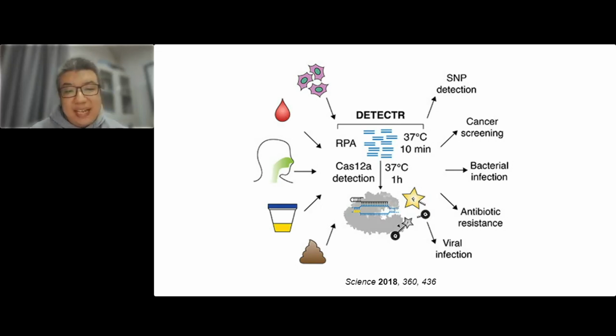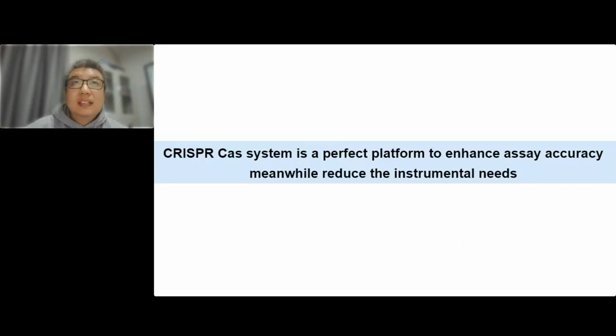So CRISPR-Cas12a can streamline highly specific target recognition with powerful signal amplification, and is fully compatible with isothermal amplification techniques such as LAMP or RPA. So in that case, the CRISPR-Cas system is a perfect platform to enhance assay accuracy, while reducing instrumental needs.